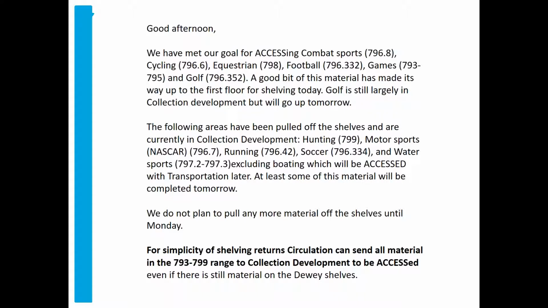So this is just an example of the kind of email that we would send out as we were working on pulling things off the shelves, reclassifying them and relocating them to different shelves. And it's very specific at this point. Everybody needed to know exactly what was moving and where it was going.